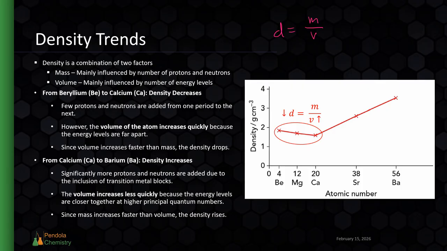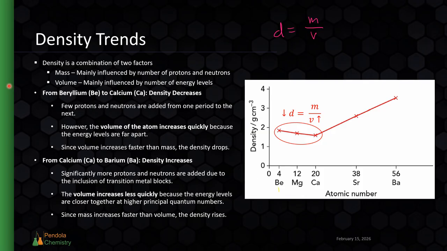But this increase in mass is outweighed by the rapid increase in volume. Very few protons and neutrons are added from one period to the next between beryllium, magnesium, and calcium. And that's mainly because in the higher energy levels, we're only really adding a couple of electrons, or so protons here. Beryllium, I believe, is 4.